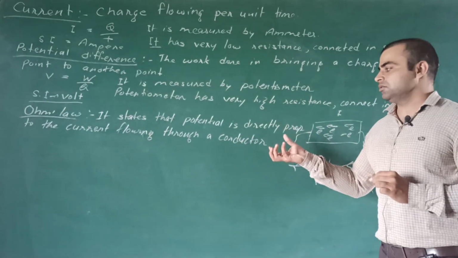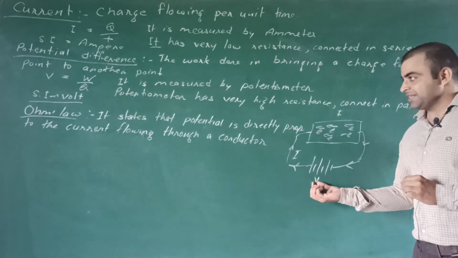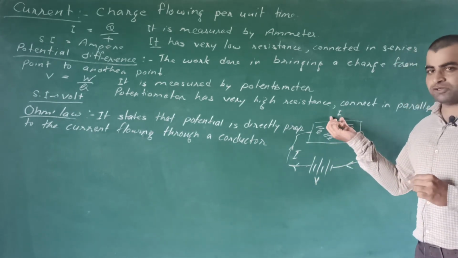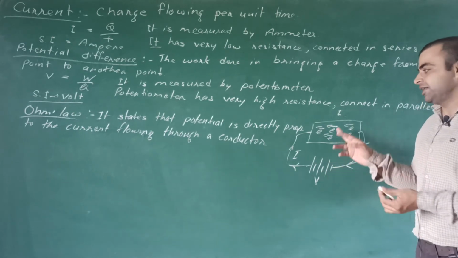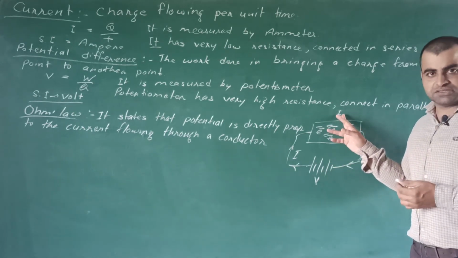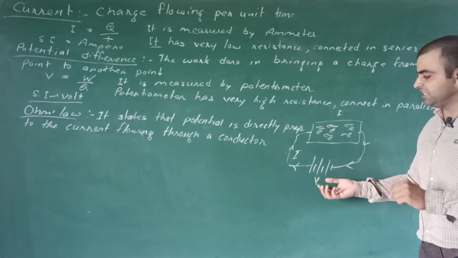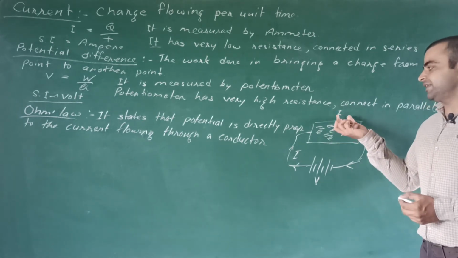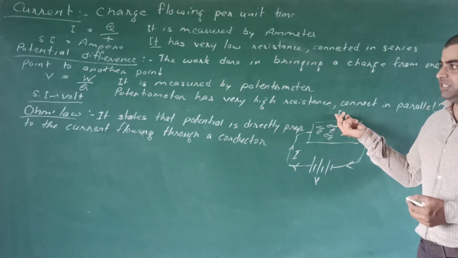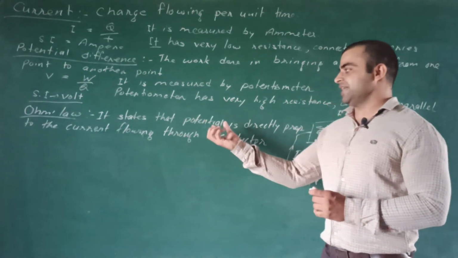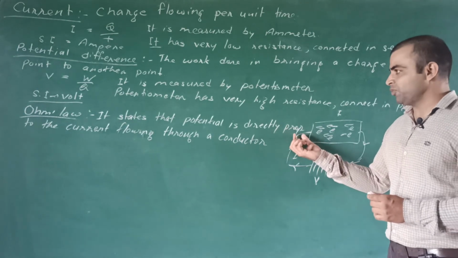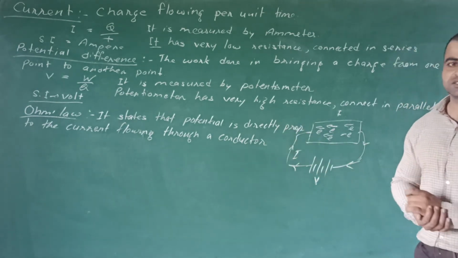What is Ohm's law? Potential difference is directly proportional to the current flowing. If we increase the potential, the current also increases. If we decrease the potential, the current also decreases. This is Ohm's law.